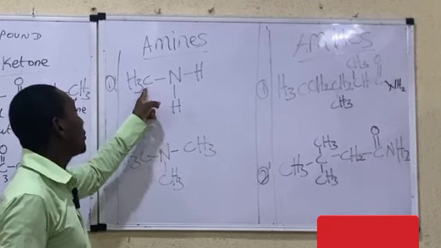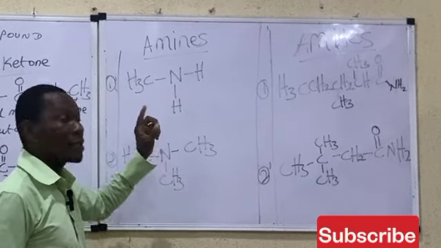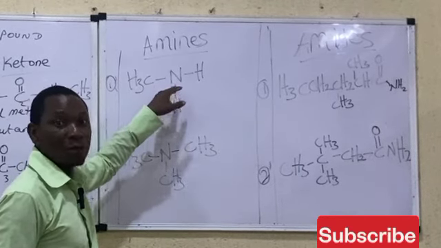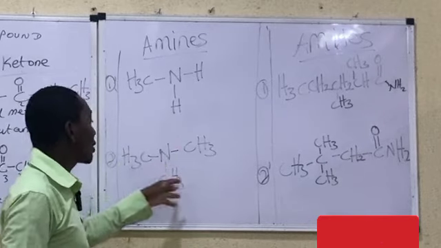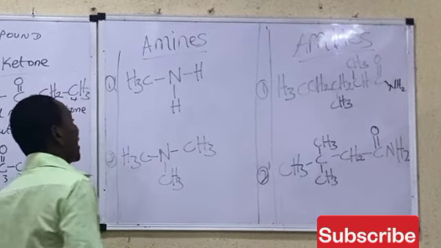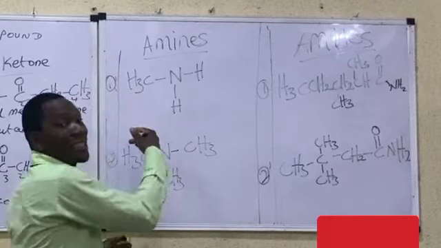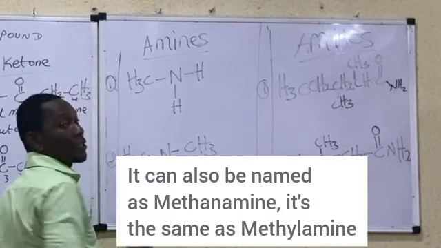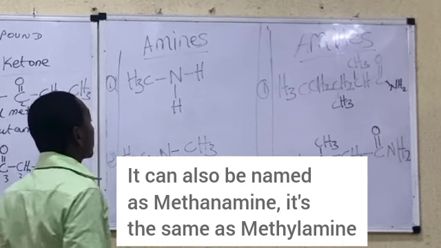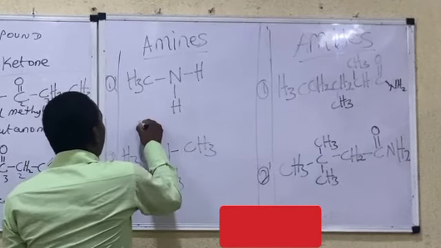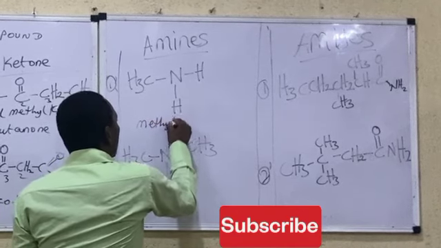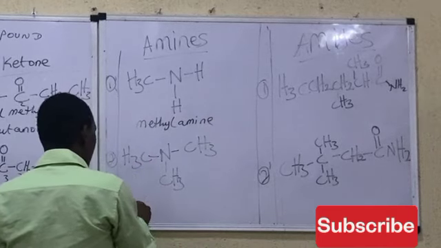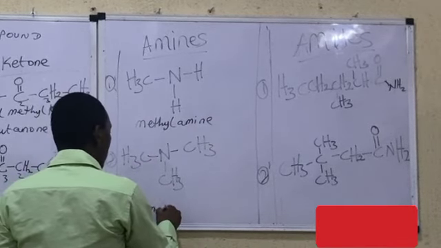Remember, if one methyl group is attached to it, it's a primary amine. If 2 methyl groups are attached to the nitrogen atom, it's a secondary amine. And if 3 are attached to it, it's a tertiary amine. So this one, we can also have the ethyl, propylamine, depending on the length of the carbon chain that is present there. So this one, we can just put as methylamine. This one as trimethylamine.